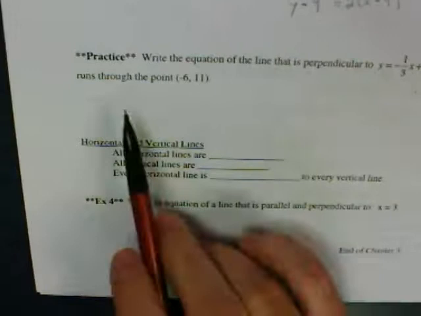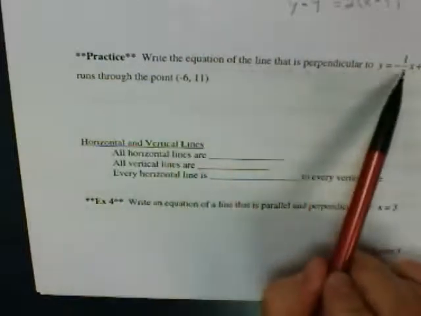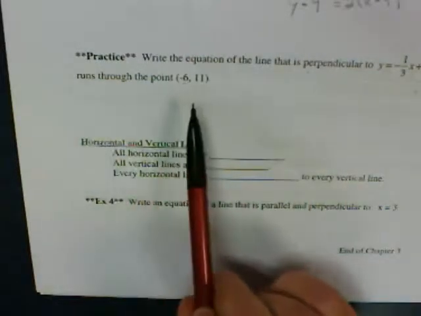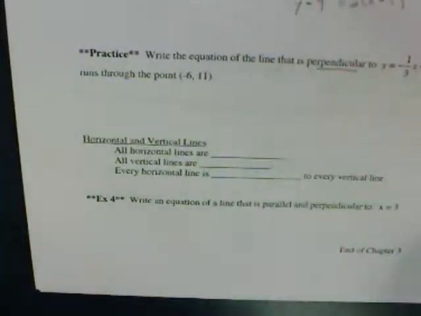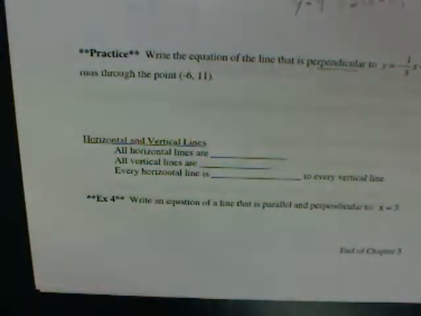For the practice problem, it says write an equation of a line that's perpendicular to that, but it runs through (-6, 11). So it's going to be very similar to this, but keep in mind that they're looking for perpendicular, not parallel. So pause the video for a few seconds, figure out what you want your slope to be, plug it into point-slope form, and that'll be your answer.